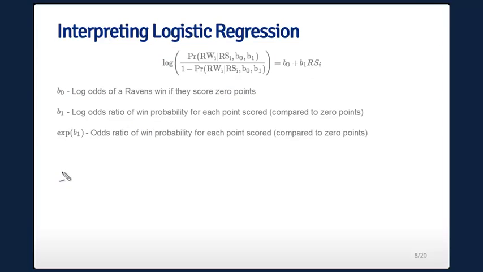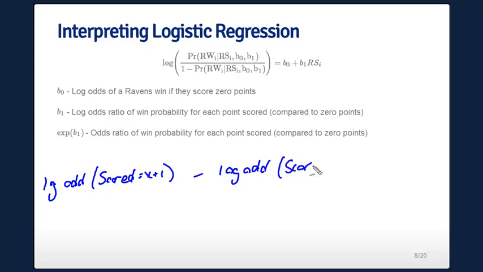So let's just look at this. What would be the log odds if they scored x plus 1 minus the log odds if they scored x? That would work out to be beta 1.